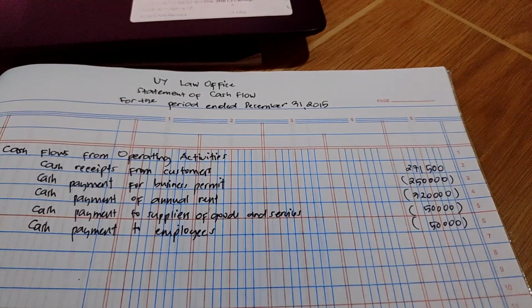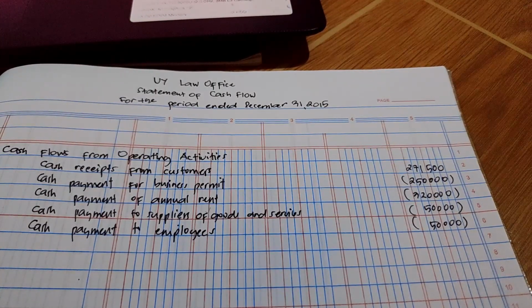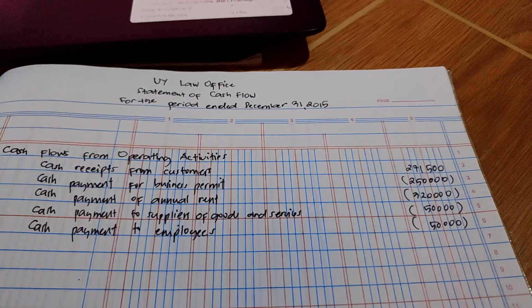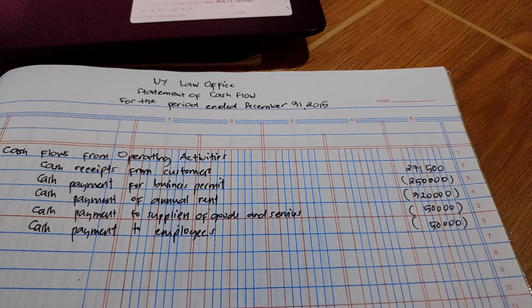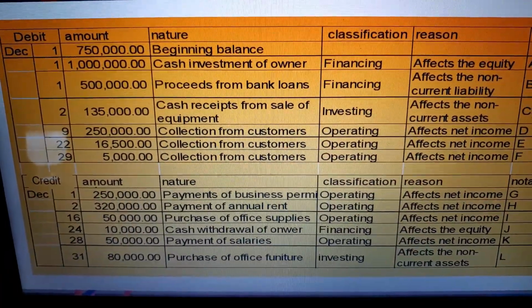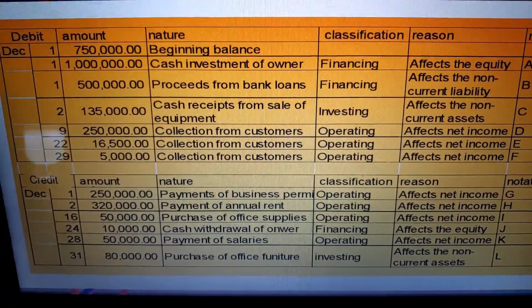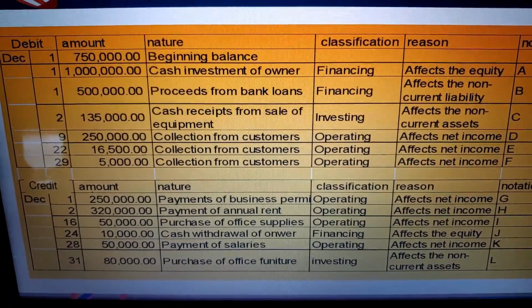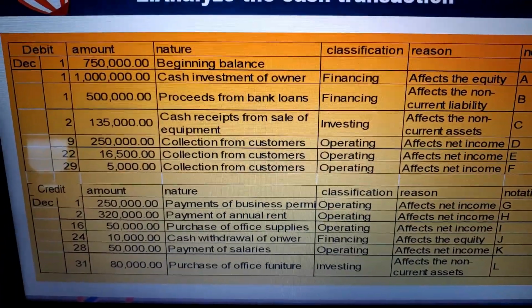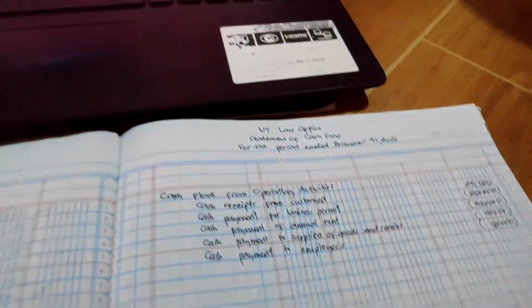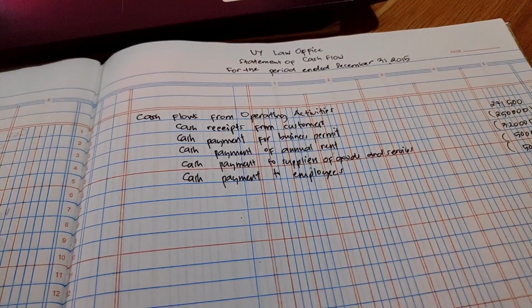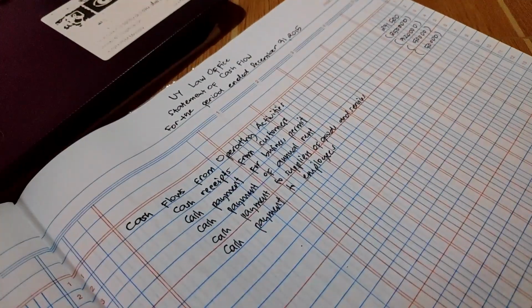So, for the payment of business permit, it's 250,000. For the payment of annual rent, it's 320,000. For the purchase of office supplies, it's 50,000. And for the cash payment to employees, it's 50,000. So, there are no more operating activities nga naa diri. So diretso na dayon ka kwaon ang imuhang net cash flows from operating activities.